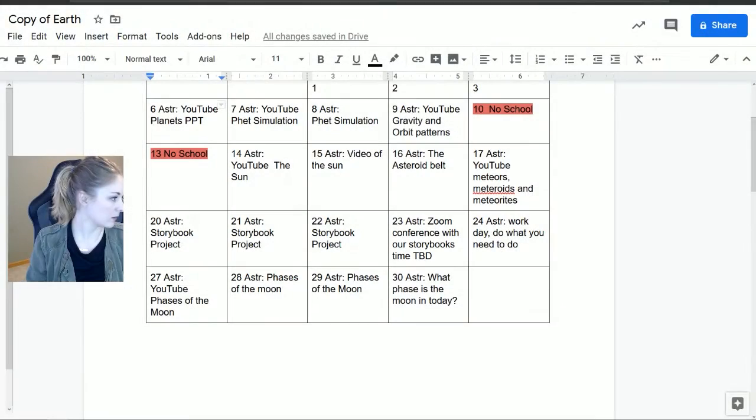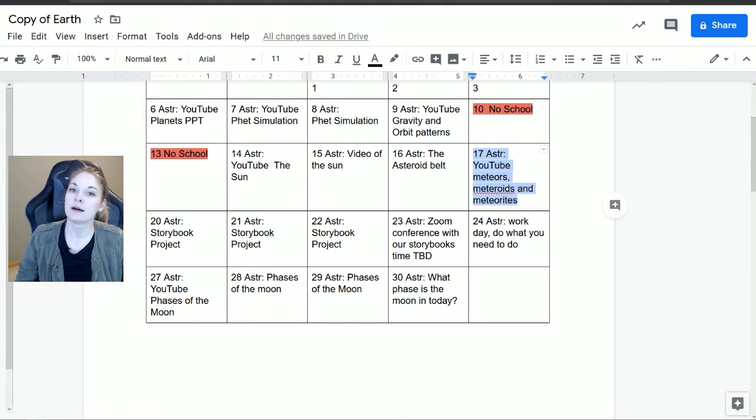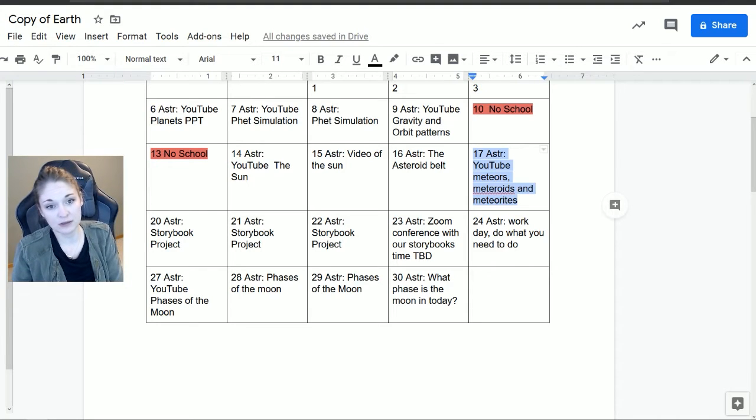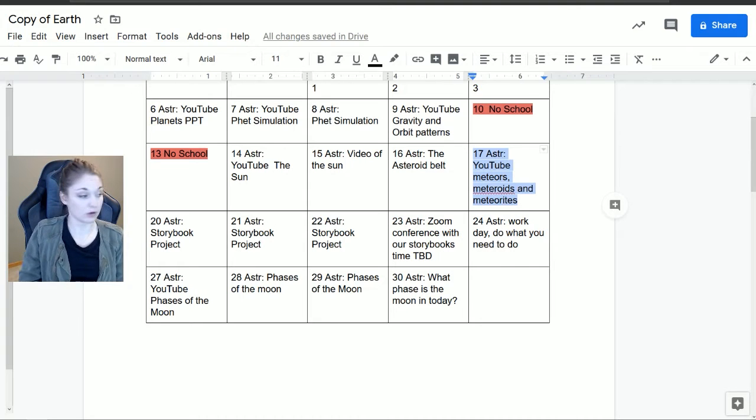Hey guys, hope you're still doing well. Today I'm going to be talking to you guys about meteorites and meteors. I'm looking at your calendar, and we are talking about this information here, the April 17th stuff. Essentially, I'm going to be telling you the difference between these three words because they sound super, super similar. Then you guys have a book assignment. And when I say book, I mean you're writing a book. You're going to write a storybook. It's going to be super awesome. So let's start with the difference between these.